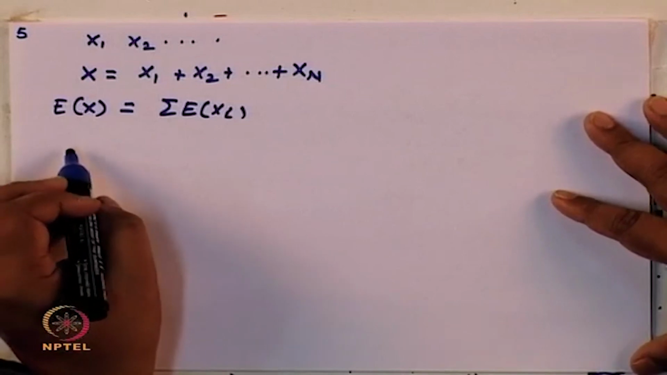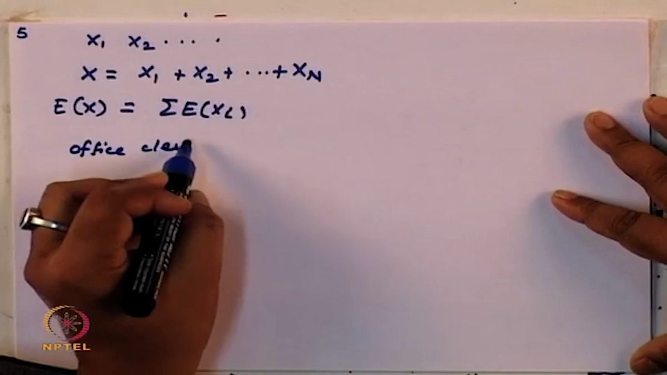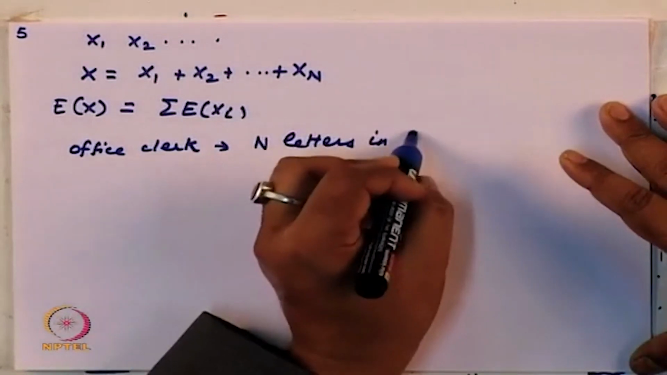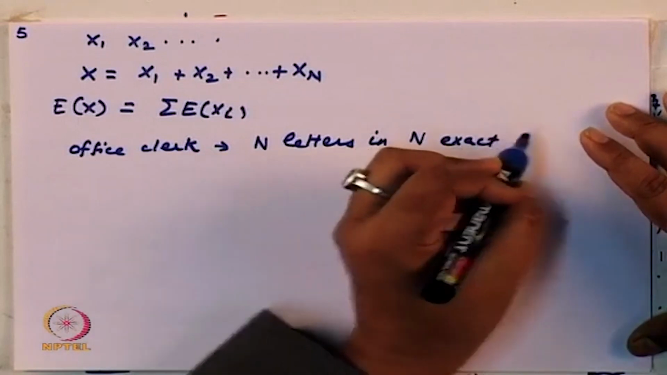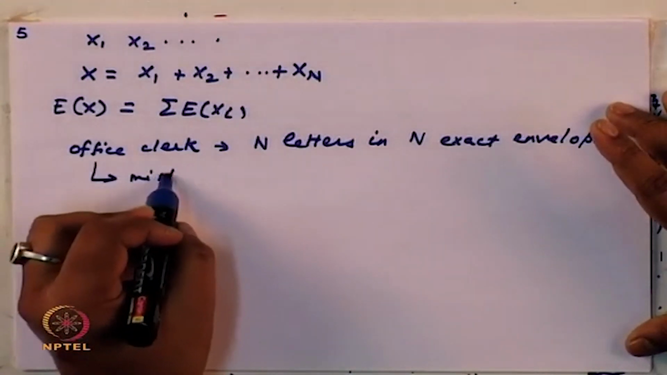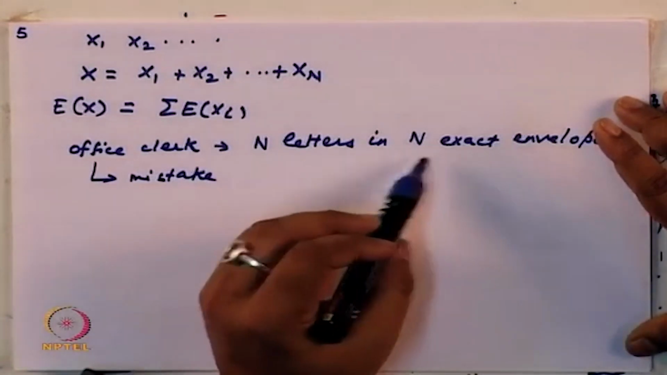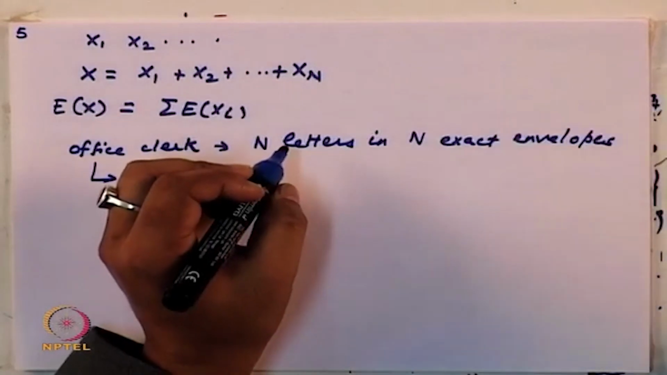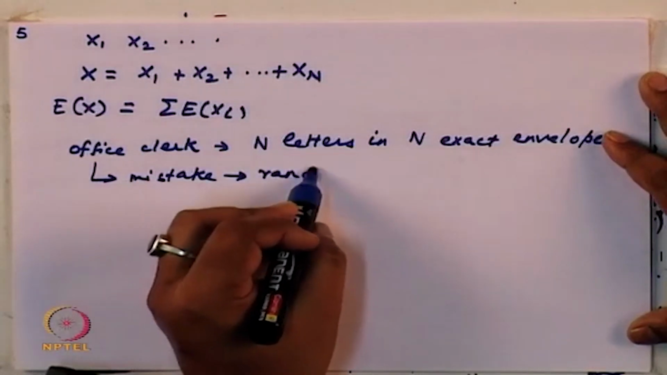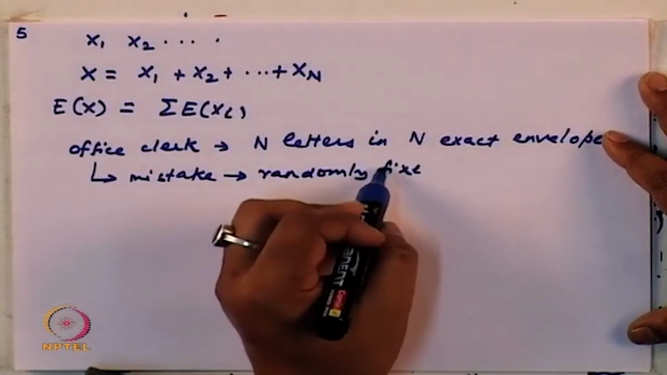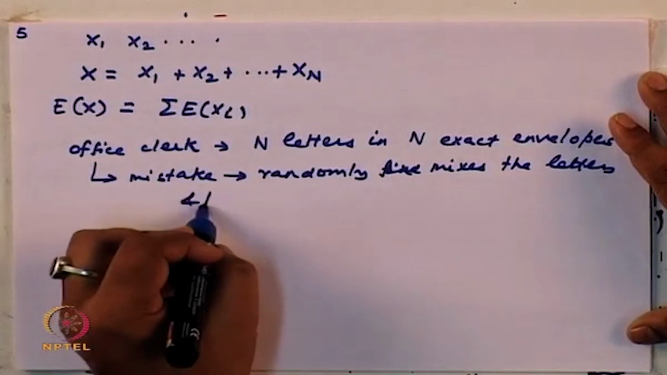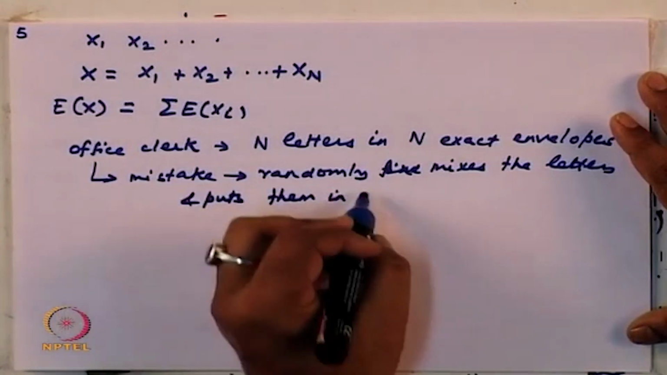Okay. So let us take a very simple example. Imagine the office clerk has to put n letters in n exact envelopes. So when we say n letters in n exact envelopes, every letter should ideally be in one particular envelope. By mistake, the office clerk makes a mistake, randomly mixes the letters and puts them in random envelopes.